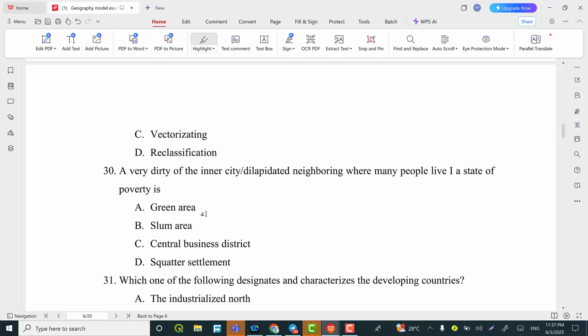The green area is the area which is found within the better side of the urban center. Slum areas are areas of the inner city where many people live congested together. The squatter settlement is sometimes called an illegal settlement of a given area.